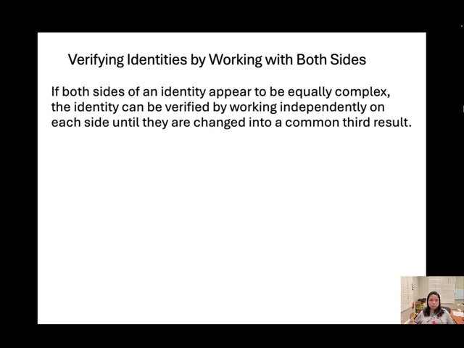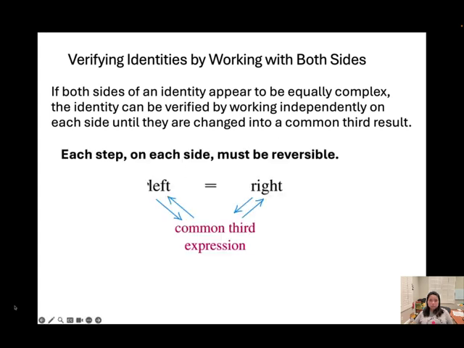Verifying identities by working with both sides. If both sides of an identity appear to be equally complex, the identity can be verified by working independently on each side until they are changed into a common third result. So I may start with the left-hand side a little bit until I get something, another expression. Then I will start with the right-hand side, and until I get to the third expression, I would say the left-hand side will be equal to the right-hand side. This is another approach for verifying identities.